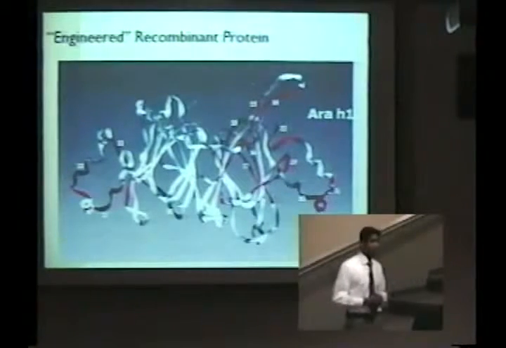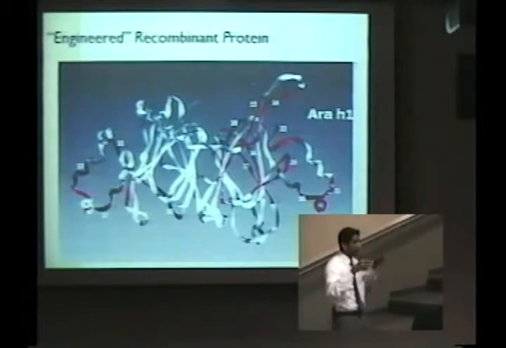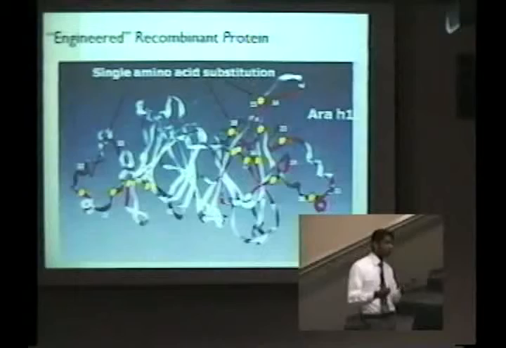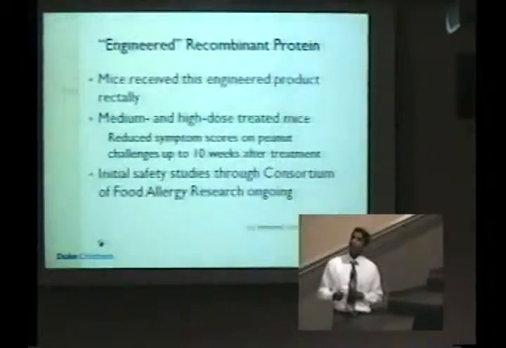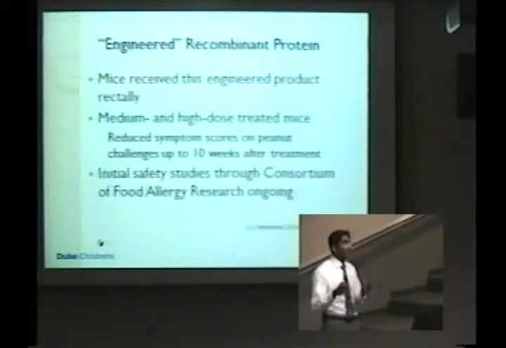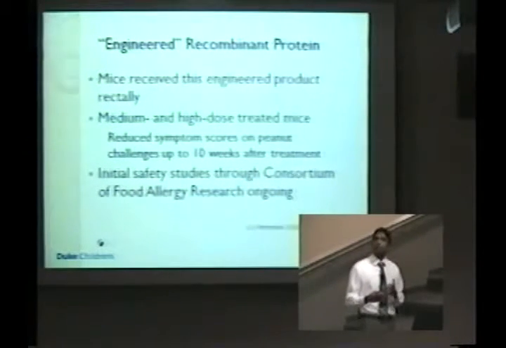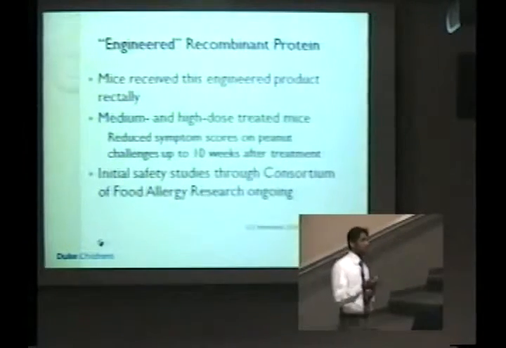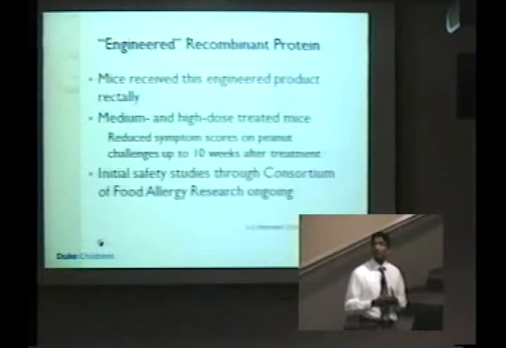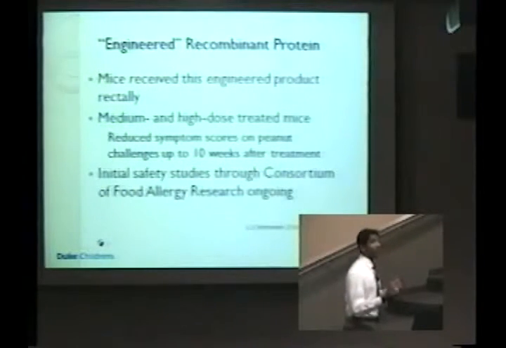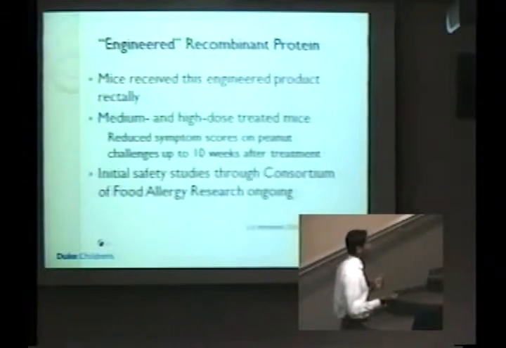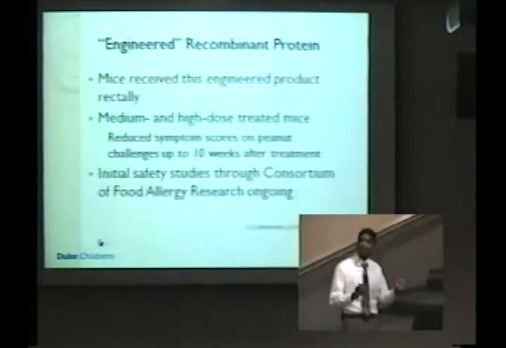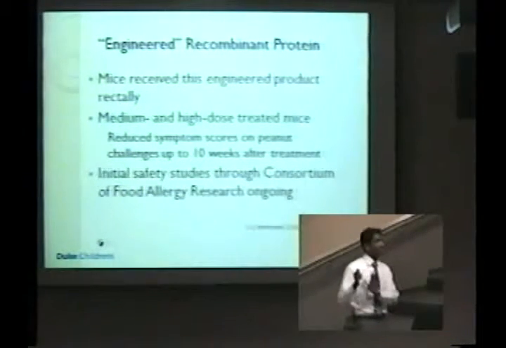So this is one of the proteins in peanut, and the red areas are where the IgE binds. That's what causes the allergic reaction. And then what they did is create these single substitutions in those parts. So mice who received this product rectally, the medium and high dose treated mice, had reduced anaphylaxis symptom scores when they were challenged up to 10 weeks after treatment was finished. The mouse studies have been so successful that we're starting human studies through COFAR, the Consortium of Food Allergy Research. Now, one caveat to this is the FDA said if you give it rectally to the mice, you've got to give it rectally to humans. So this is, I'm not joking, a rectally given product at this point. I don't know if it's going to change, but this one I'm not as excited about.